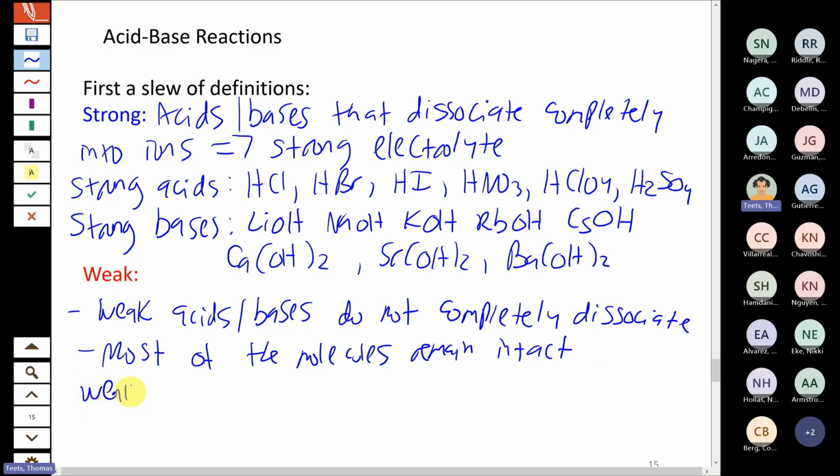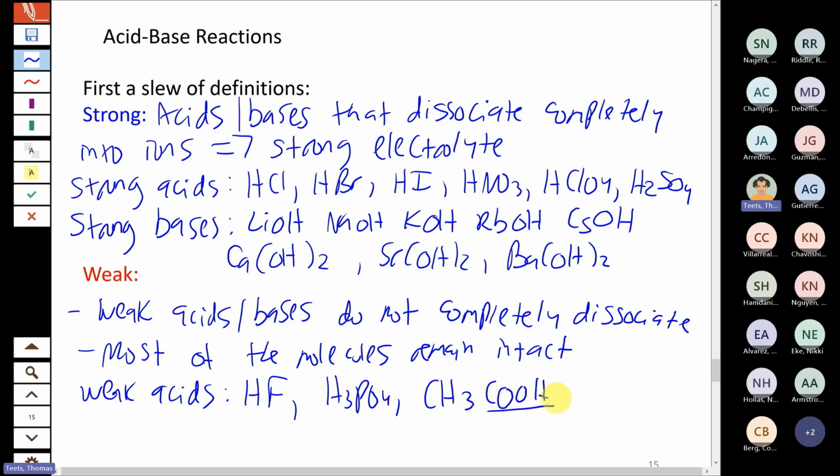So the weak acids are basically any other acid that's not listed above as a strong acid. The most common ones are going to be HF, the other of the halogen mineral acids. Phosphoric acid, H3PO4, is a weak acid. And then acetic acid, which can be written as CH3COOH, or anything that ends in COOH would be classified as a weak acid. Okay, so these are the three common ones, even though there are many more than that.